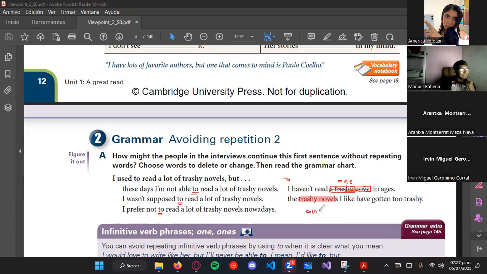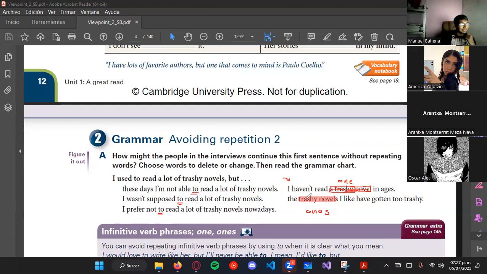Exactly. And that's our correct answer. Esa es nuestra respuesta correcta. We replace trashy novels and we add ones. Okay, but the ones I like, pero las que a mí me gustan, have gotten too trashy. Se han hecho muy basura.